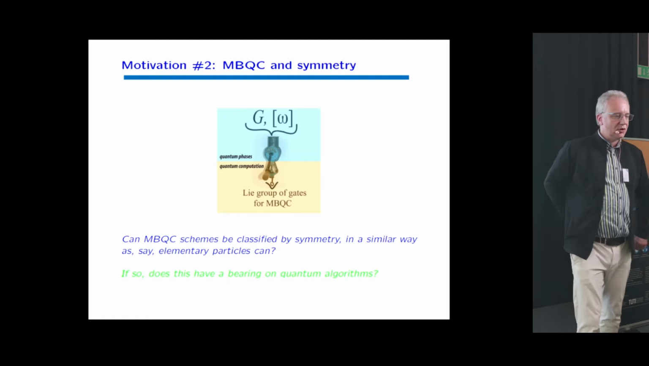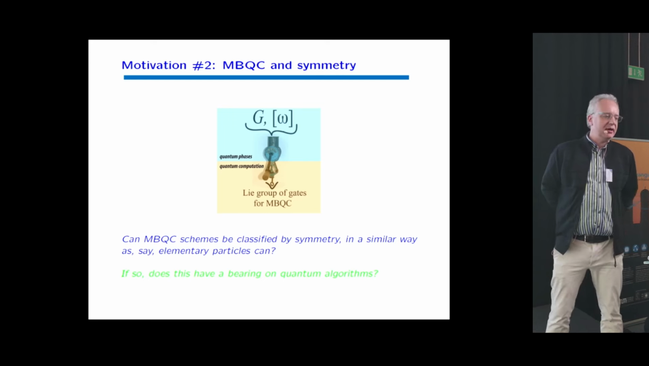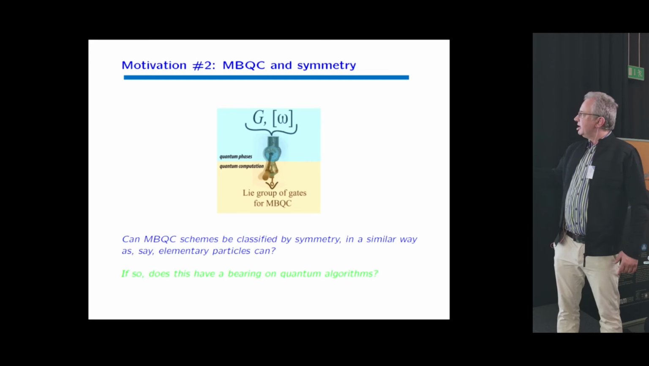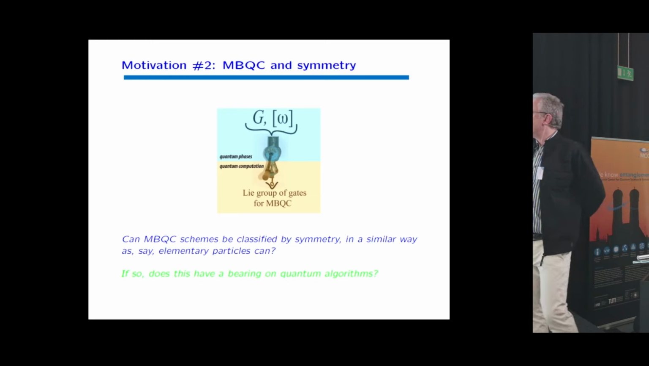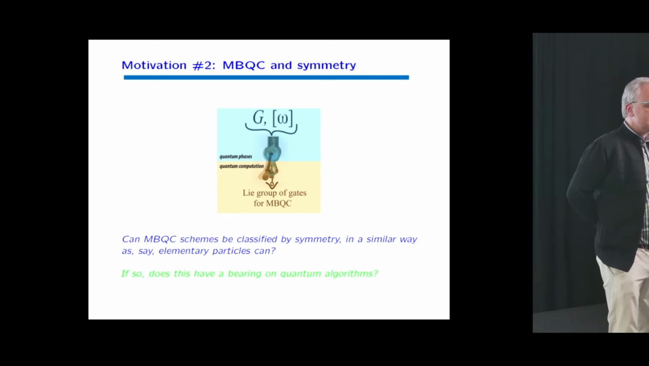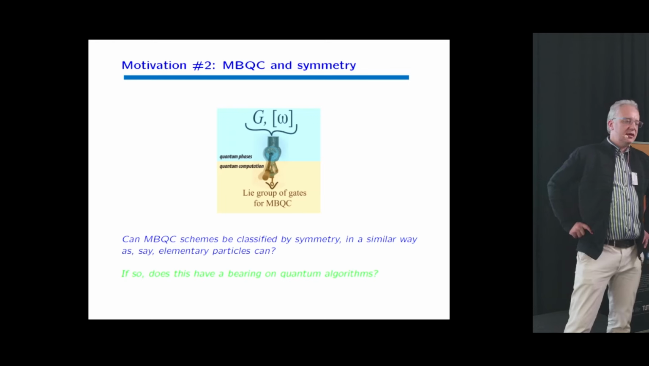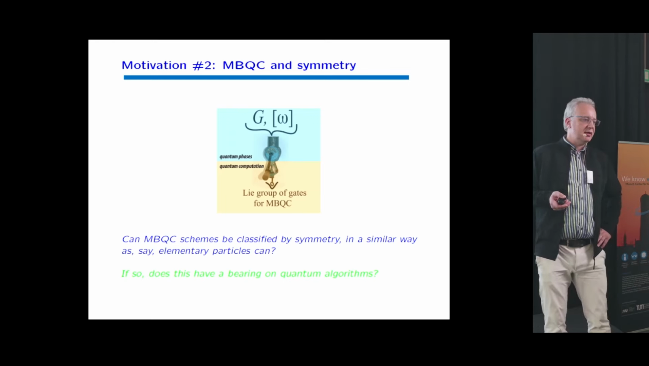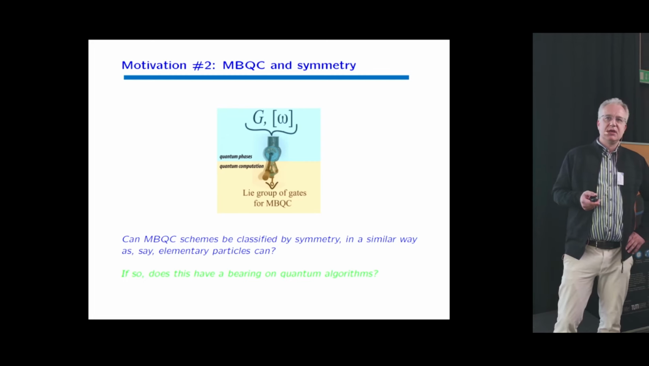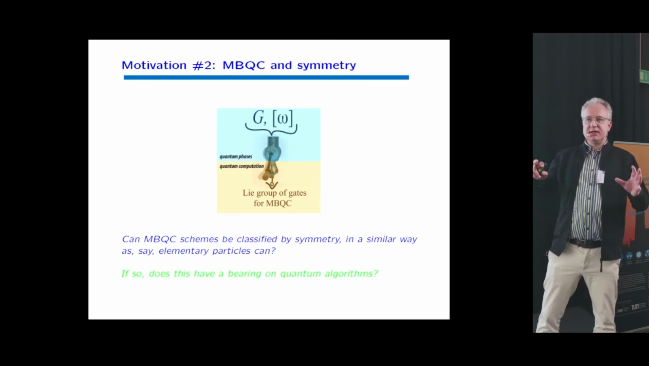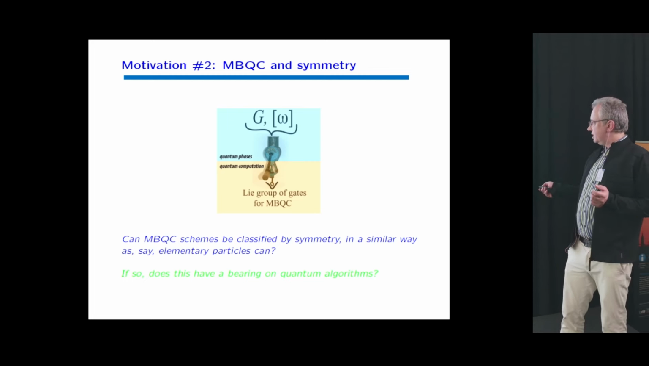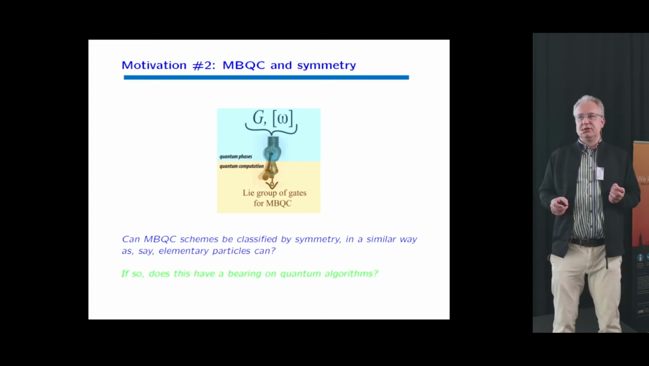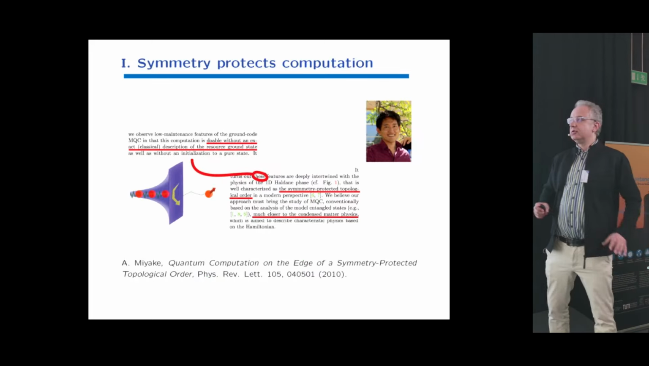Good. Second motivation, maybe more particle physics inspired. By the way, this picture, for now it's just a pretty picture. I will explain it later. Let's focus on the questions here. This is a perhaps particle physics inspired question: can schemes of measurement-based quantum computation be classified by symmetry? Say, like particles in particle physics can be. Suppose we had a positive answer to this question. Then does it have any bearing on quantum algorithms? Can we classify quantum algorithms by symmetry? Maybe. As I will tell you, we know a lot about the first question. We know next to nothing about the second question. Good. So these are the motivations.